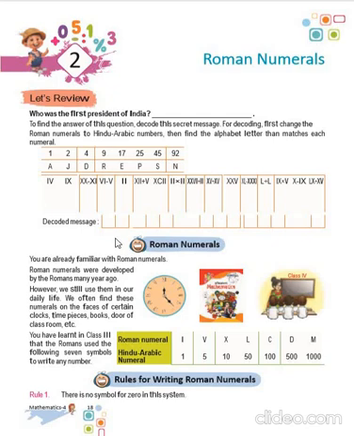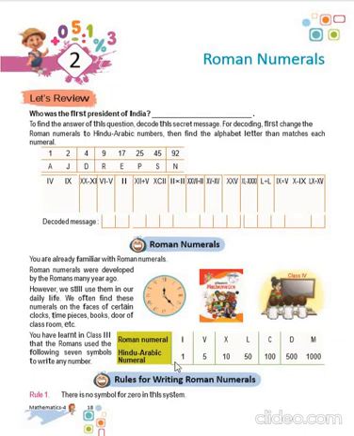Now come to the Roman numerals. We have already learned these numerals in class 3rd. We know that these were developed by the Romans many years ago. So these are the 7 symbols which we use as our Roman numerals: I, V, X, L, C, D, M. These are the 7 numerals.